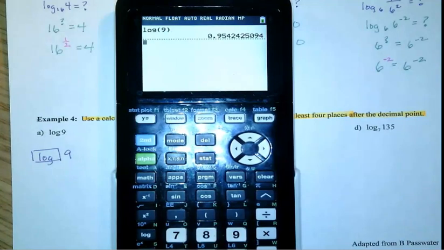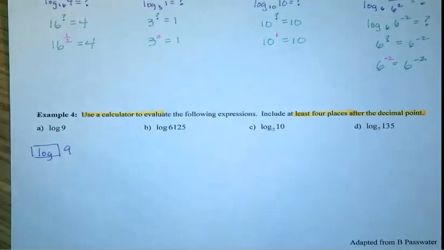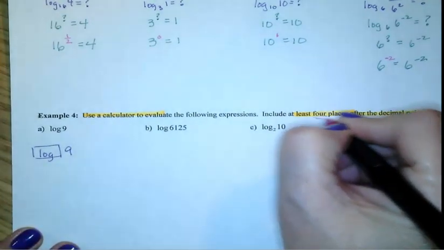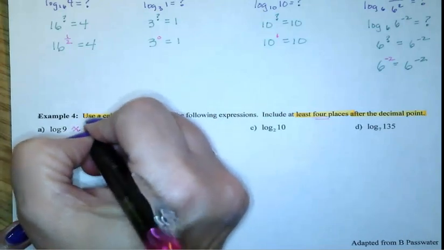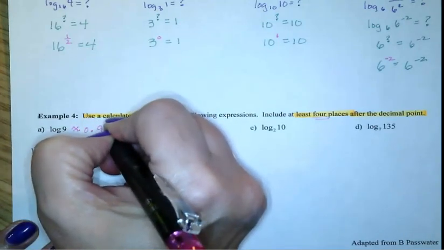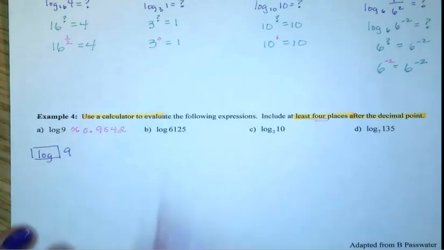So then when I hit enter, I have 0.954242594. And we said we were going to go to at least 4 decimal places. So then I'm going to say that's approximately 0.9542. All right, so base 10, easy, use the LOG button and type it in.